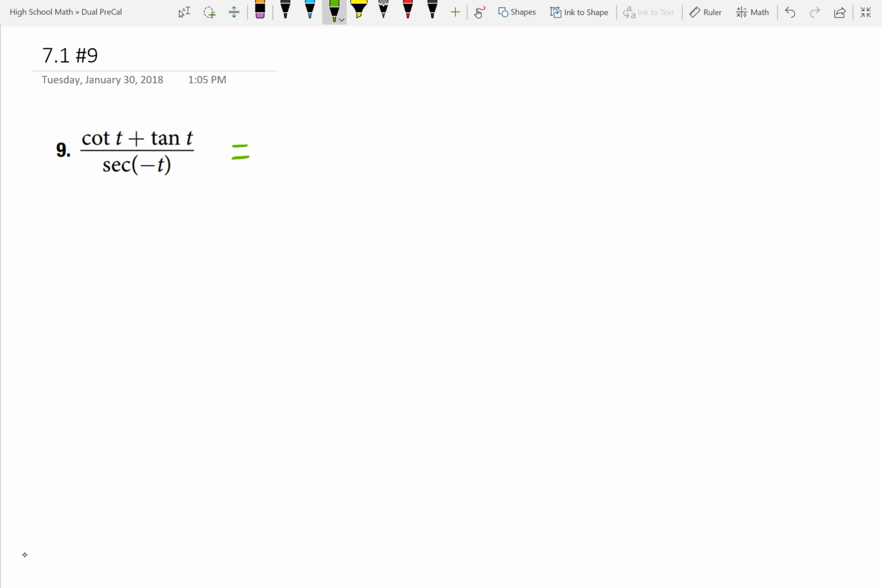I will first use the definition of even to change secant of negative t into just secant. Remember, secant and cosine are only even functions. Unfortunately, the variable is t here. If it has a negative input variable, they're asking you to exercise one of those definitions.